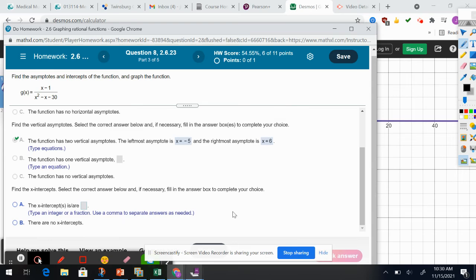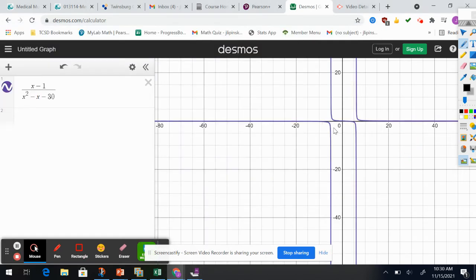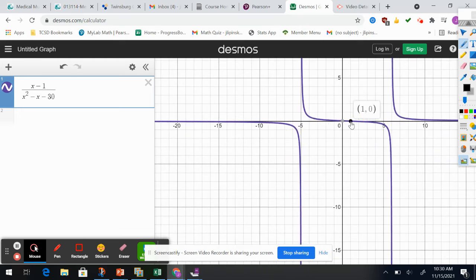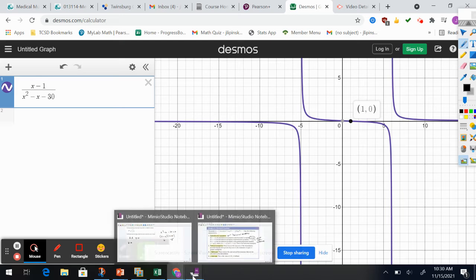Yeah, x minus 1. Okay, so if we go back and look at the graph, it's asking for the x and y intercepts. Well, look, it labels them right there. Which one of these is the x-intercept? The one that crosses the x-axis, that would be this one right here, so it's at the ordered pair 1 comma 0.